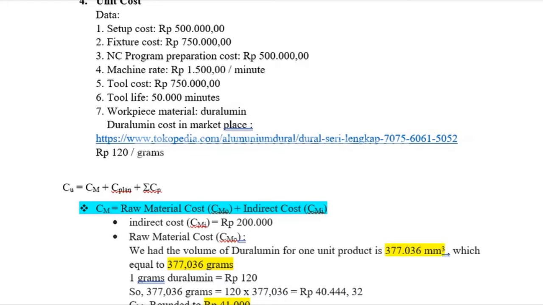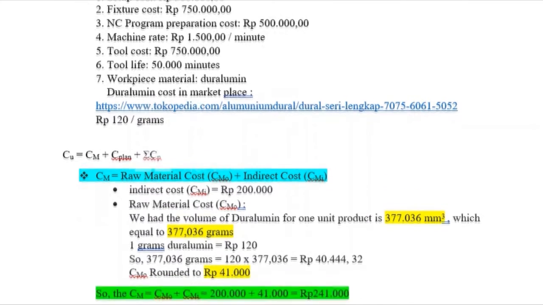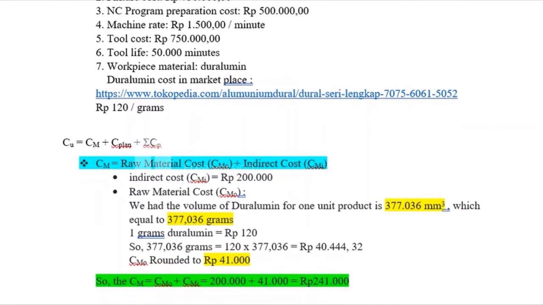Well, after we had the machining process, we need to determine the unit cost for each product. We have the data right here, the dummy data: setup cost, fixture cost, NC program preparation cost, and the other costs that we can use for the calculation. Before that, the material is beryllium, and beryllium cost in the marketplace is 120 per gram.